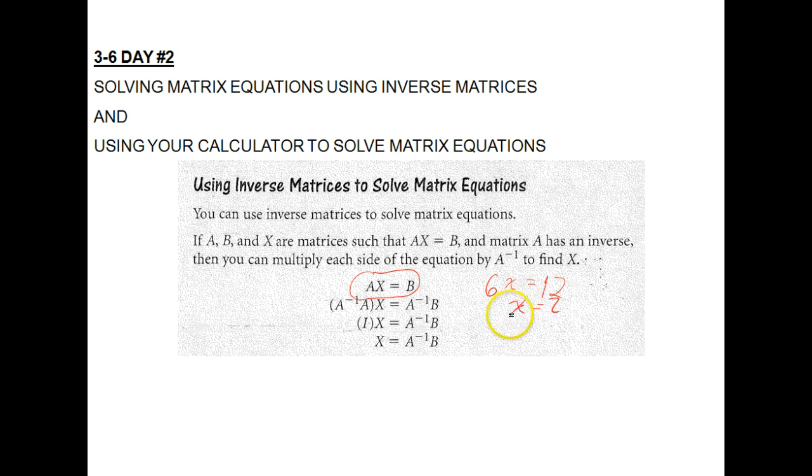The way we get that is we do the inverse operation. We divide both sides by 6. The inverse of multiplying is to divide. Okay, so if that's the case, what we want to do here to solve for x is we want to get rid of that A. And the way we get rid of it is we do the inverse operation. Well, the inverse operation in matrices is finding the inverse of that matrix.